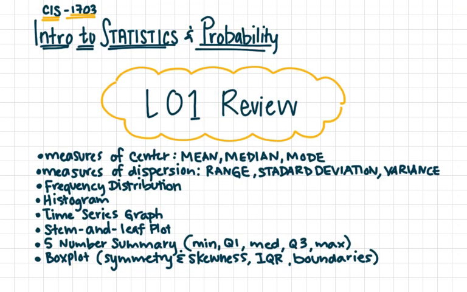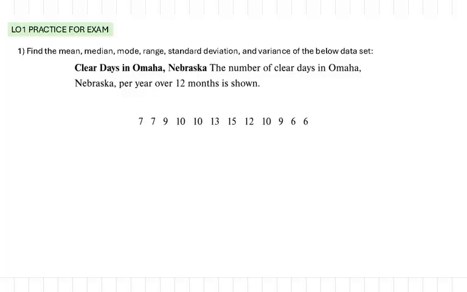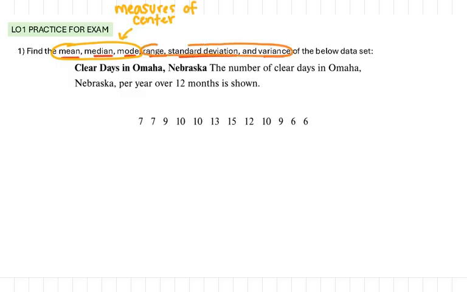This is a review for LO1 in statistics and probability. Let's start with this first question, where they gave us some raw data and asked us to find the mean, median, mode, range, standard deviation, and variance. As you may remember, mean, median, and mode are measures of center, and range and standard deviation are measures of dispersion, how spread out the data is.